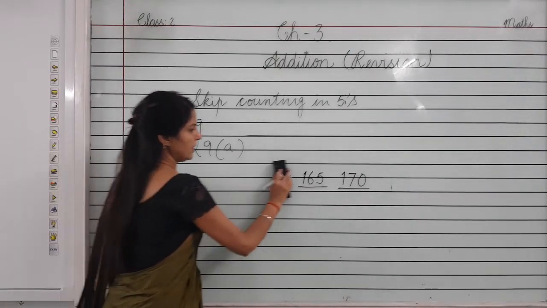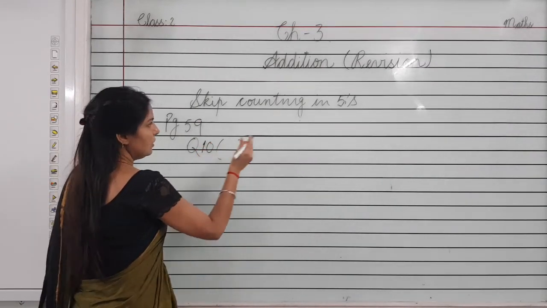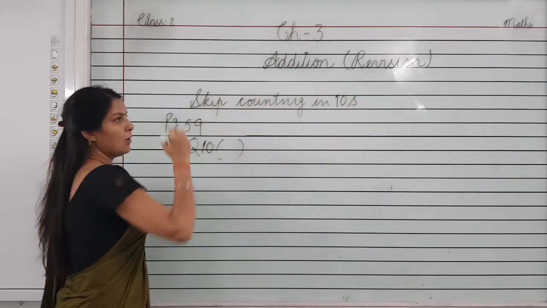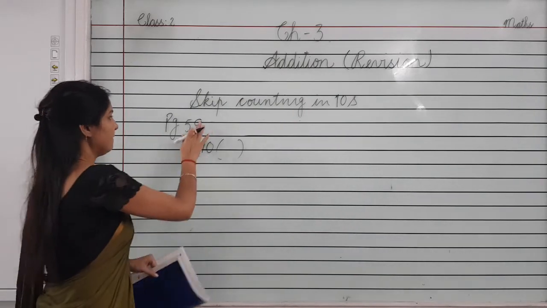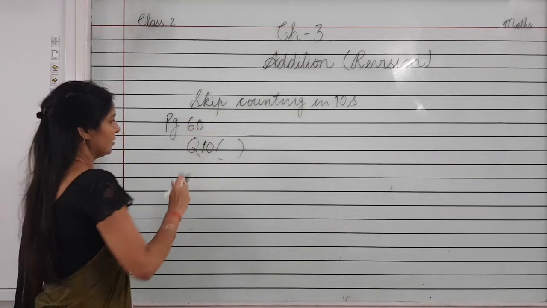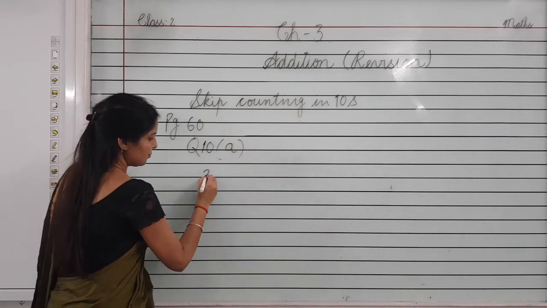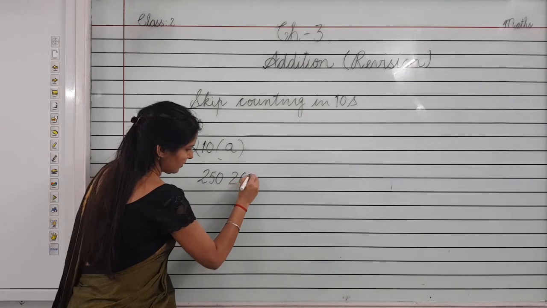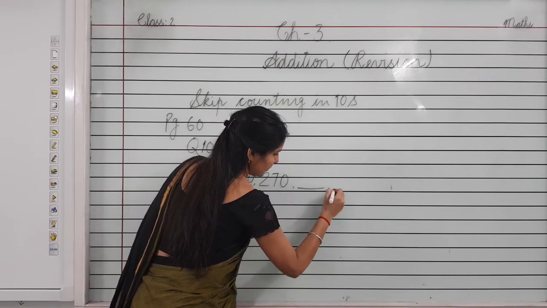Now come to the next question. This is question number 10. Here you have to write the numbers in skip counting tens. We will see page number 60. Question number 10, we will see part A of this. Numbers are given: 250, 260, 270. Now the next number you have to write.